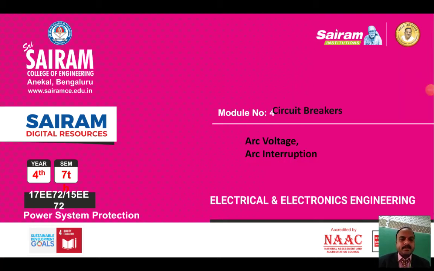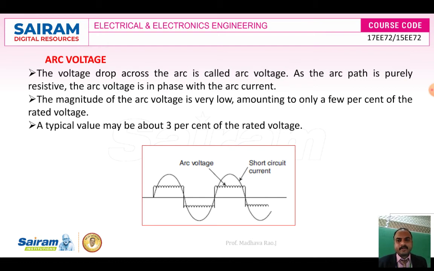Hi everyone, in this video we are going to discuss power system protection, module 4. In that, arc voltage and arc interruption. First we will see what is meant by arc voltage. Arc voltage means the voltage drop across the arc. The voltage drop across the arc is called arc voltage.